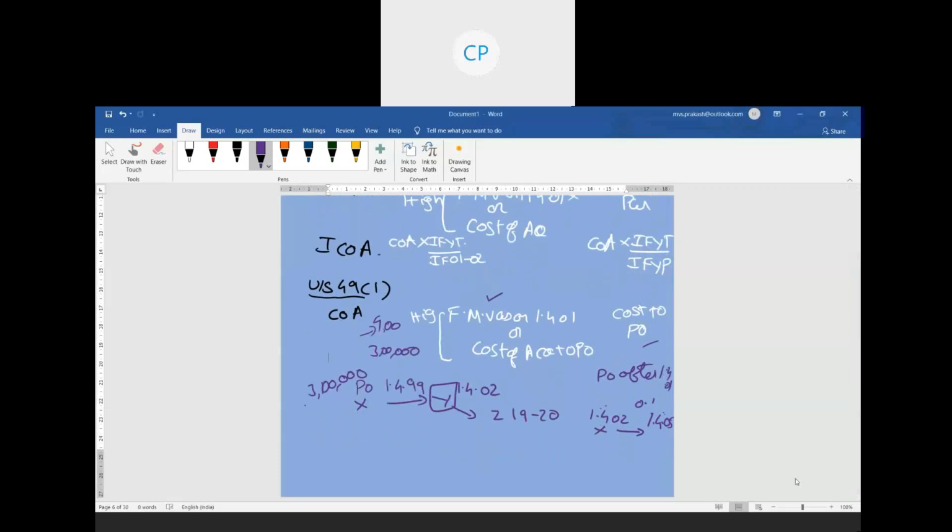Indexed cost of acquisition. So for the same scenario, I need to calculate something called the indexed cost of acquisition. First case: the previous owner has purchased before, and the transfer is happening to the present owner after. So how do I calculate the indexed cost of acquisition here? First thing is the same, take the cost of acquisition.